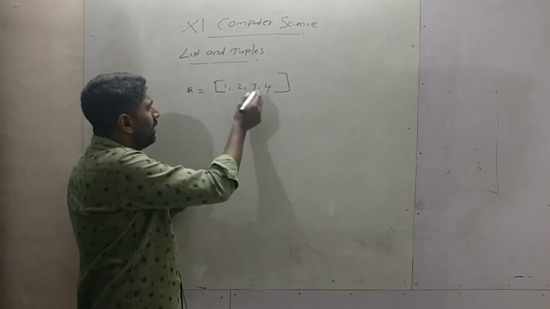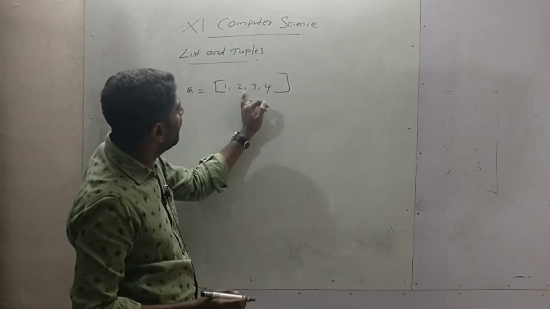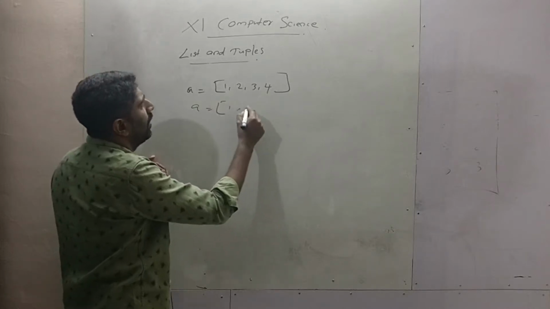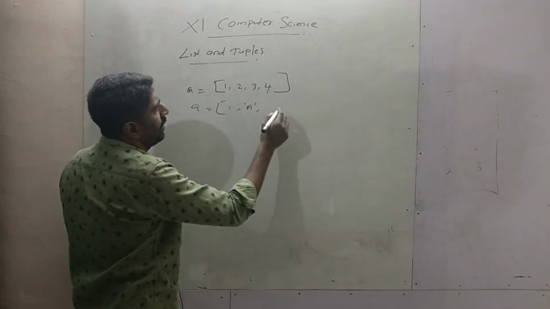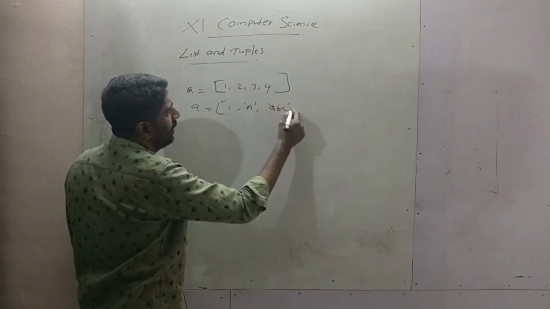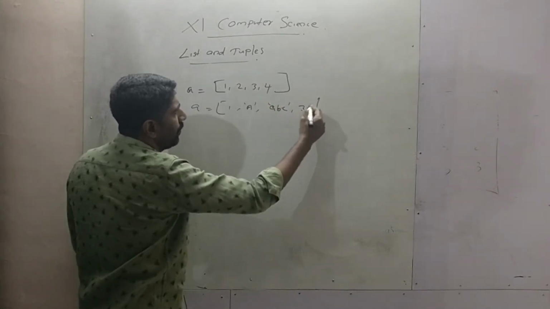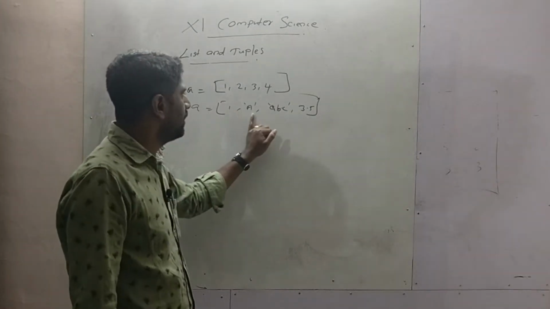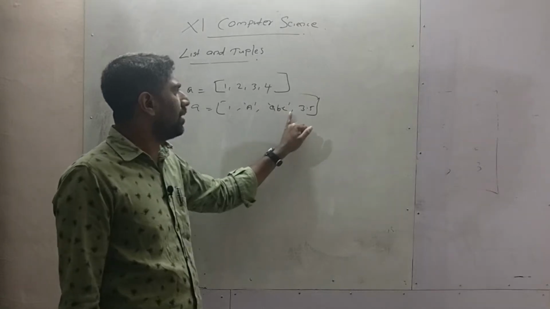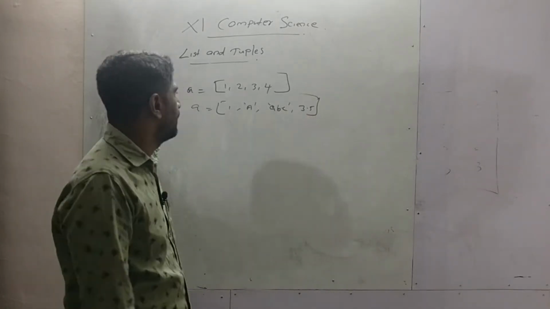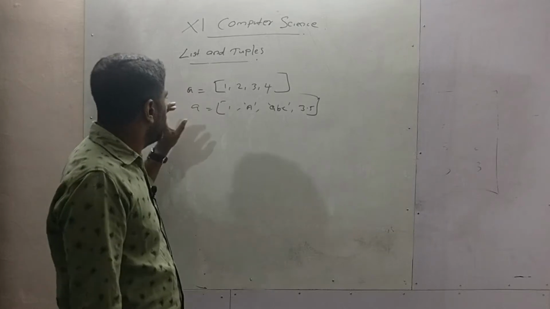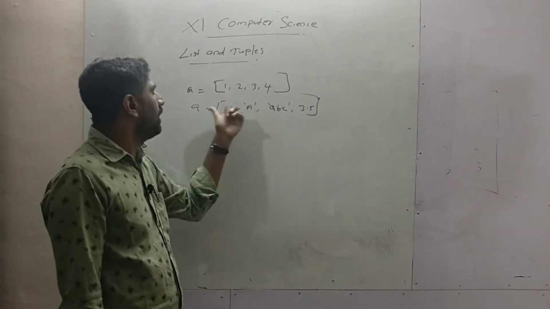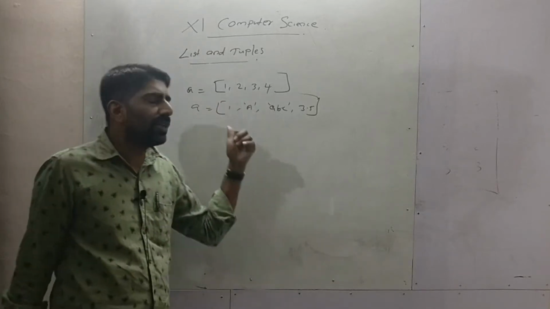Different types of data we can use in a list. For example, A is equal to [1, 'a', 'abc', 3.5]. All these we can use. Here the first one is integer type, the second is string type, the third one is also string type, and the fourth one is floating point type. So the different data types can be used in a list.